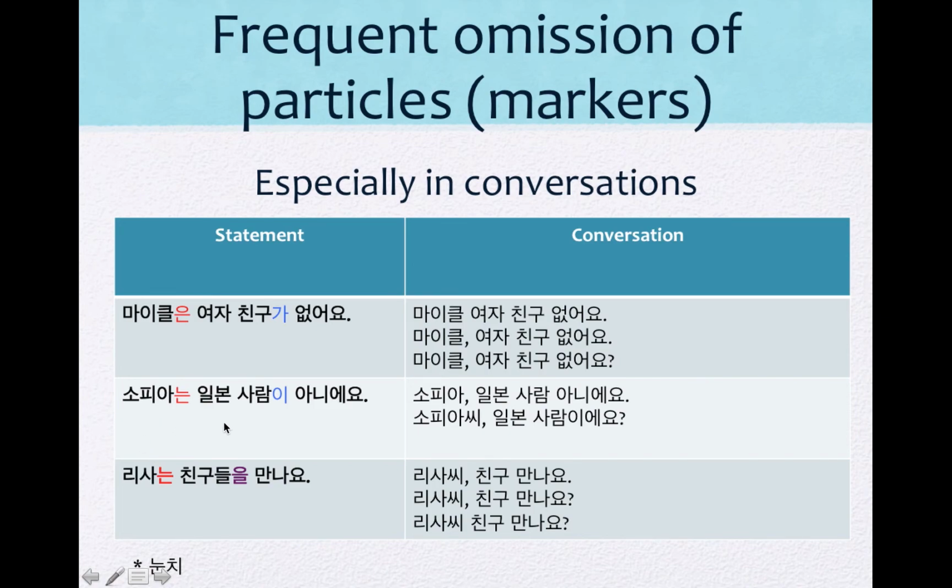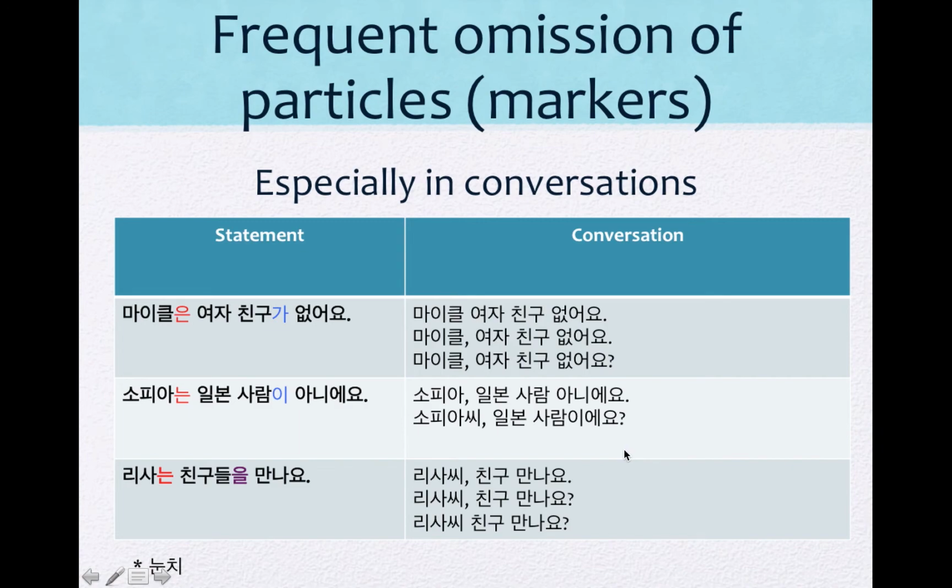I don't know. You want to go with the particles? Okay, how about 소피아는 일본 사람이 아니에요. When it comes to Sophia, that's the topic marker, she is not a Japanese person. She's not Japanese. You could say 소피아 일본 사람이 아니에요. When it comes to Sophia, she's not Japanese. In a question form, you could say 소피아 씨 일본 사람이에요, or 일본 사람 아니에요. So 이에요 would mean Sophia, I'm talking to you. Are you Japanese? If you want to say aren't you Japanese, you'd say 소피아 씨 일본 사람 아니에요.